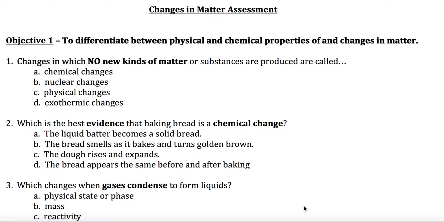Changes in matter assessment. Objective 1. To differentiate between physical and chemical properties of and changes in matter.